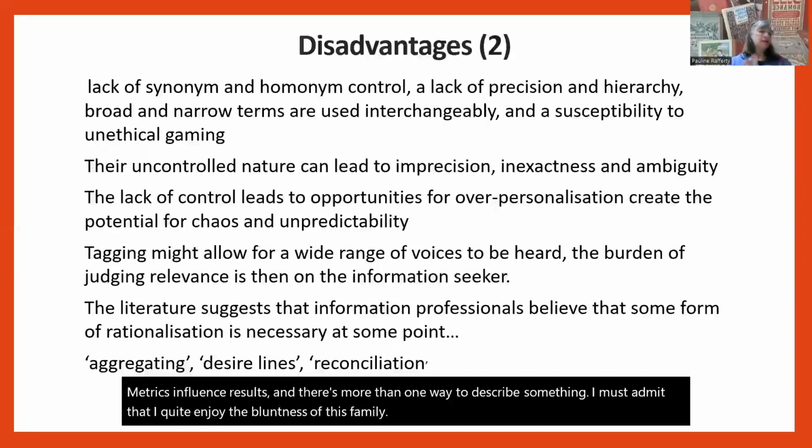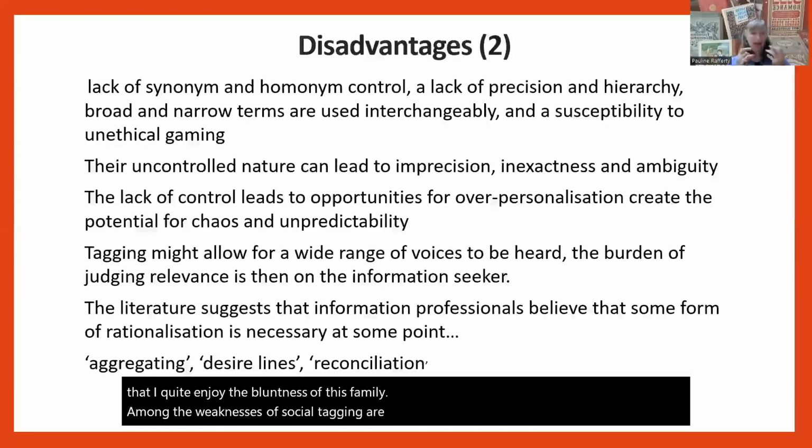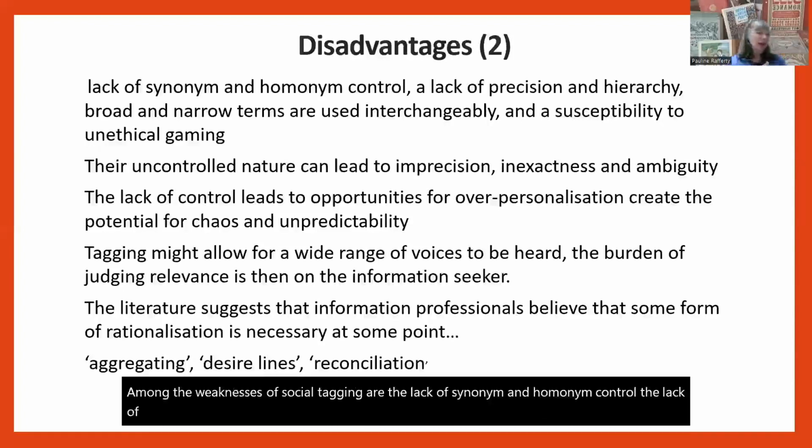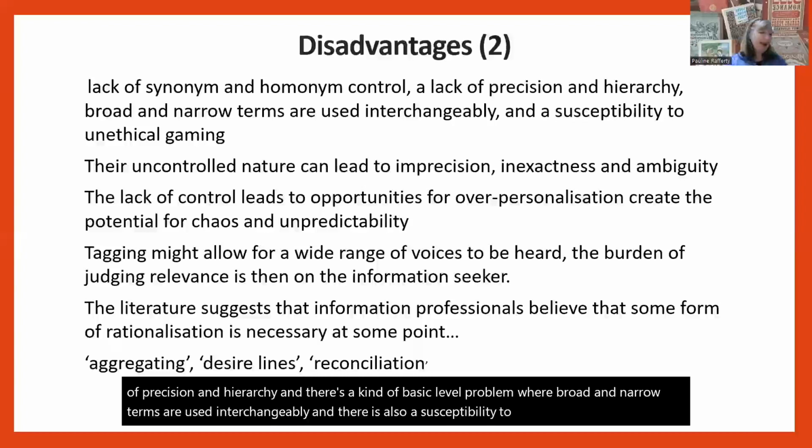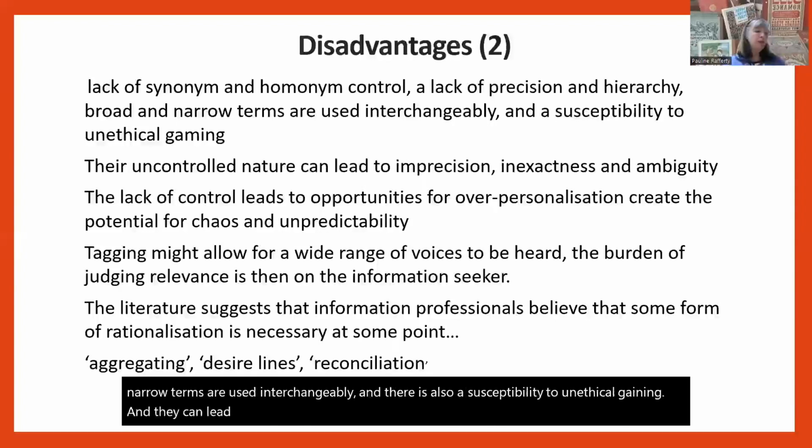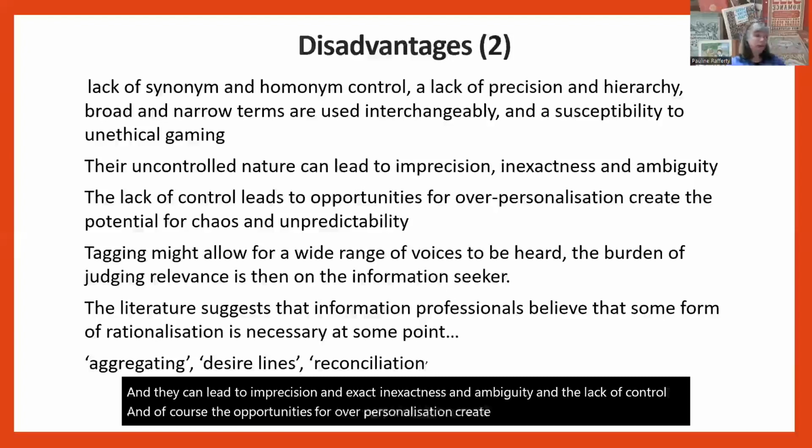Among the weaknesses of social tagging are the lack of synonym and homonym control, the lack of precision and hierarchy. And there's a kind of basic level problem where broad and narrow terms are used interchangeably. And there is also a susceptibility to unethical gaming. They can lead to imprecision and inexactness and ambiguity. And the lack of control and, of course, the opportunities for over-personalization create the potential for chaos and unpredictability.